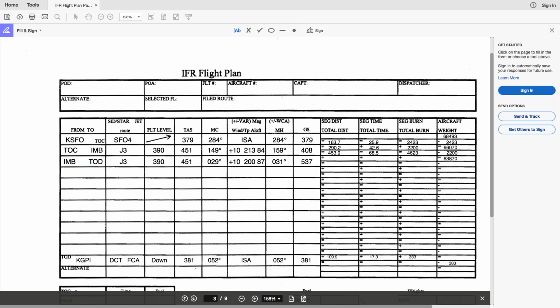Pretty simple, right? Okay. Let's do our segment distance here. We already calculated that out. So the total distance from Kimberly VOR to our top of descent is 236.9.